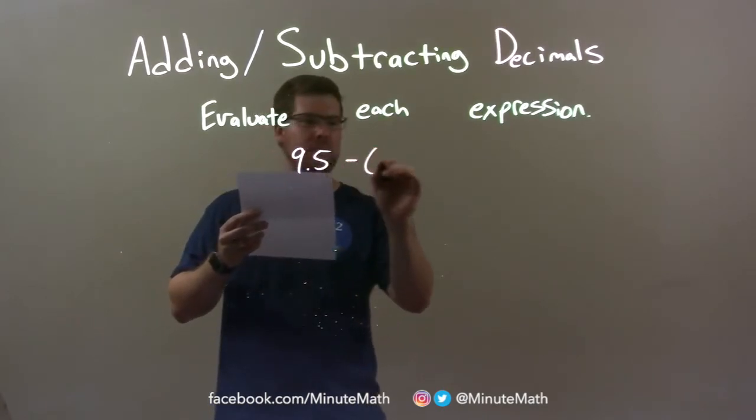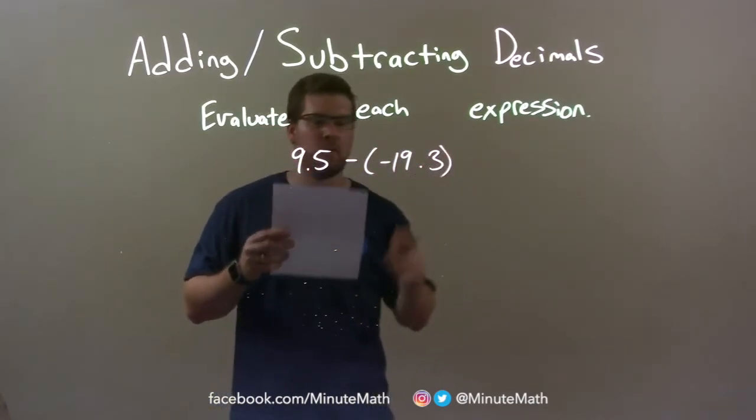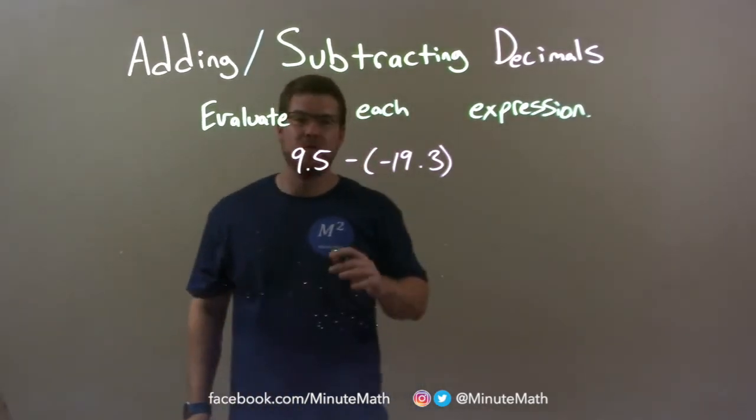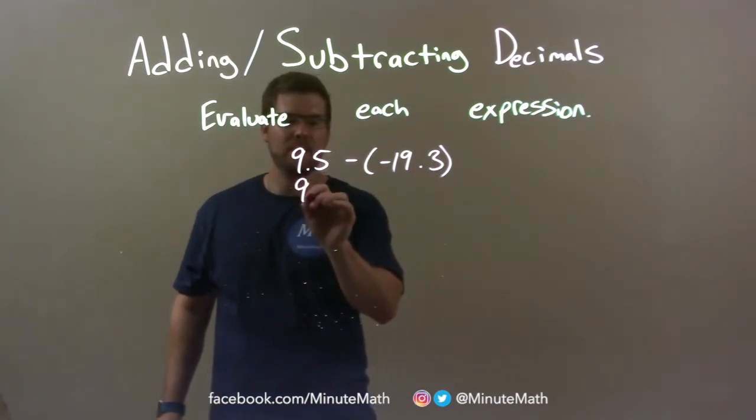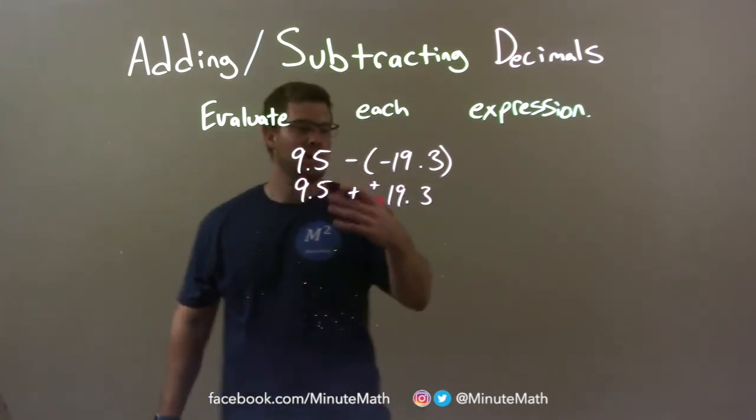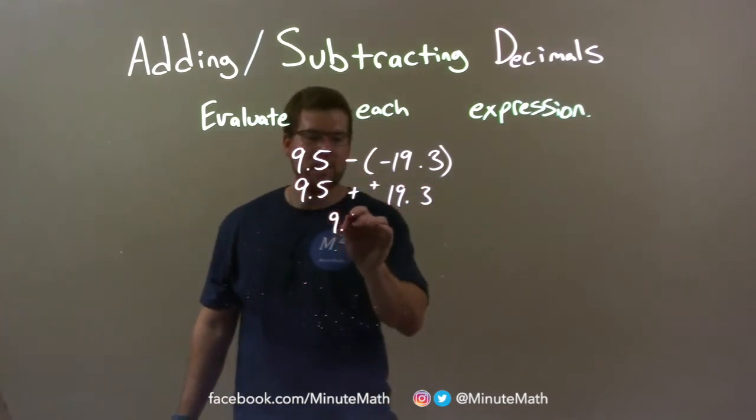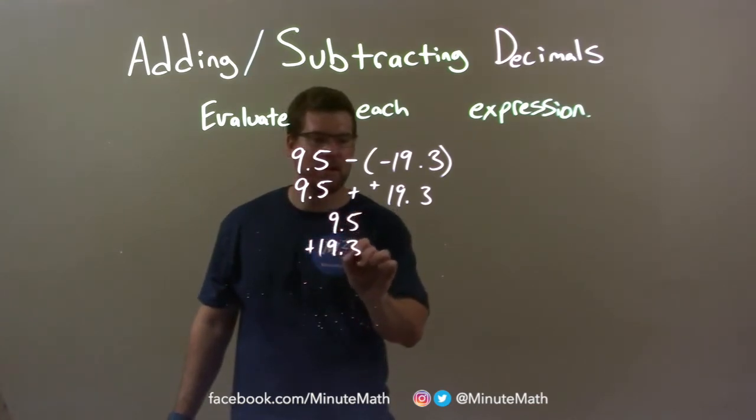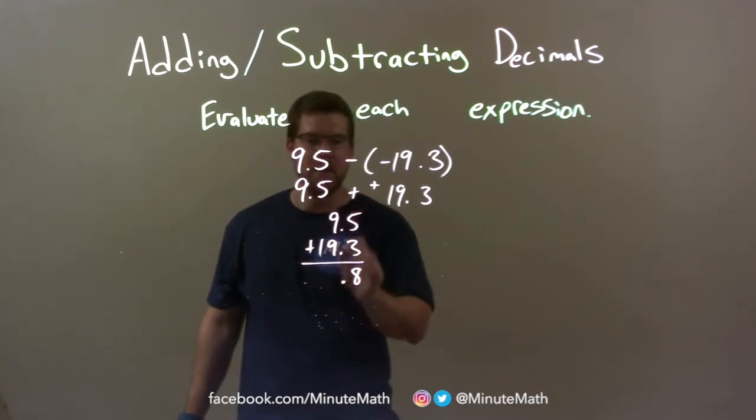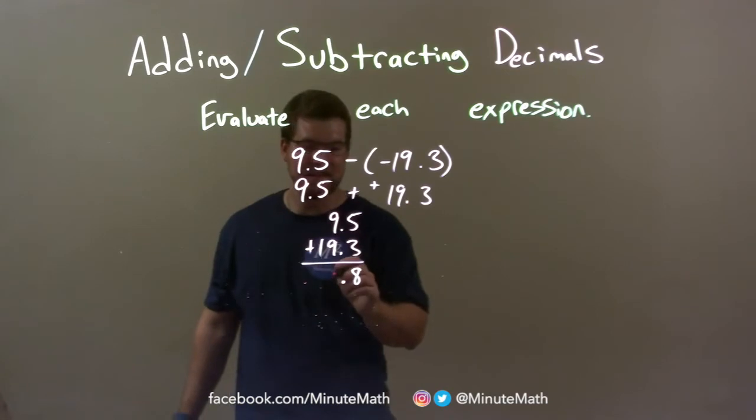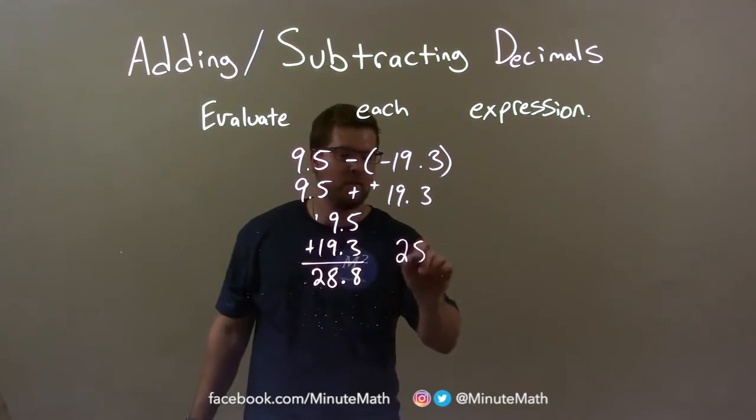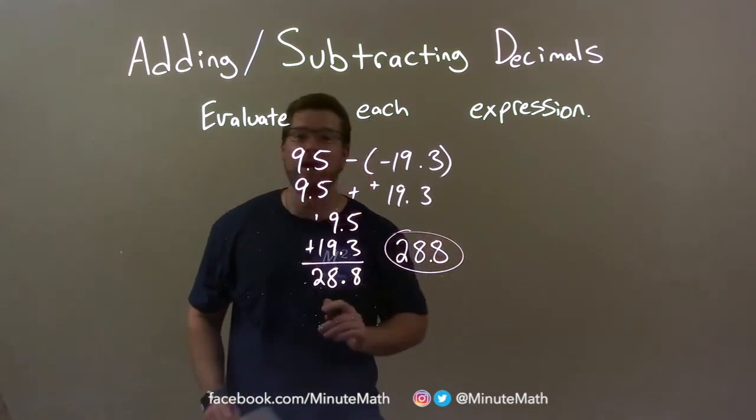9.5 minus a negative 19.3. Okay? Well, subtracting a negative is the same thing as adding a positive. So 9.5 plus a positive 19.3. Now this becomes easy. We just put one over the other and add them. Make sure the decimals are lined up. 5 plus 3 is an 8. Decimal stays here. 9 plus 9 is 18, so 8, carry the 1. 1 plus 1 is 2. So our final answer here is 28.8. And there we have it.